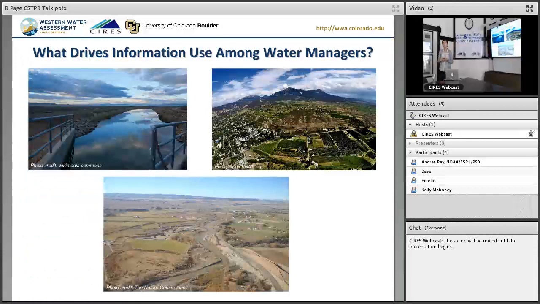So before I dive into the results of our study, I just want to briefly touch on what our current state of knowledge is about what drives water managers to adopt new information or change the way they use information. So there's a couple different ways to think about it.